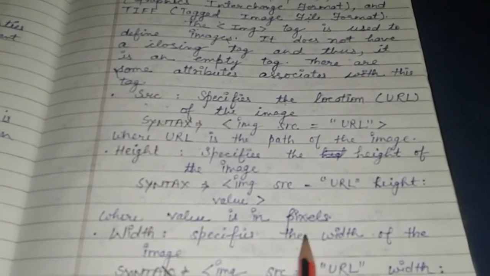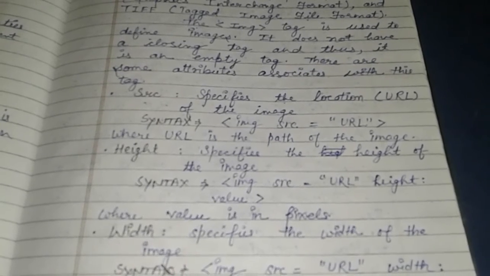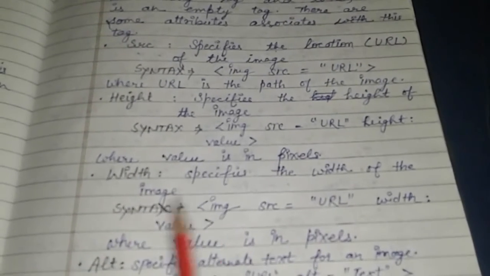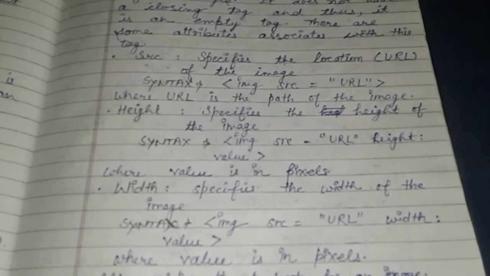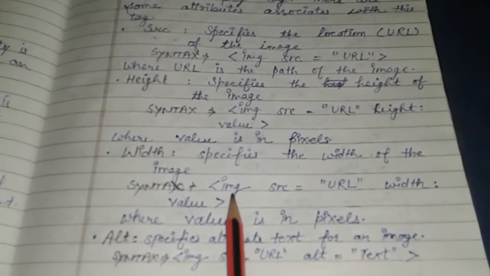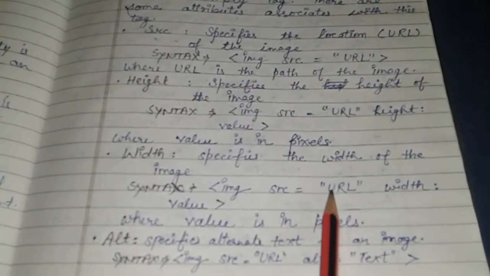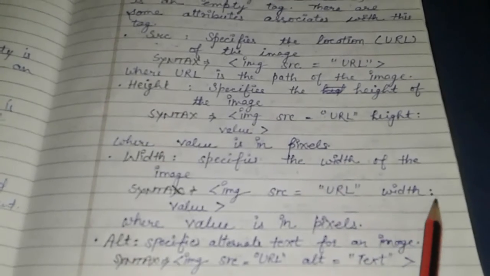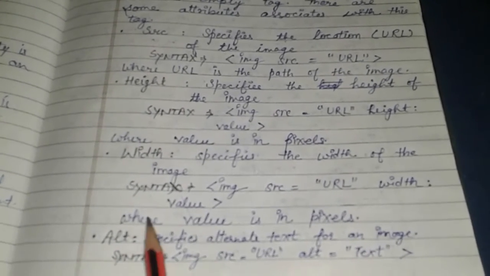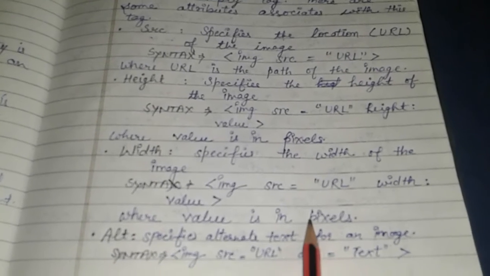Width specifies the width of the image. Syntax: img src equal URL in double quotes, width colon value, where value is in pixels.